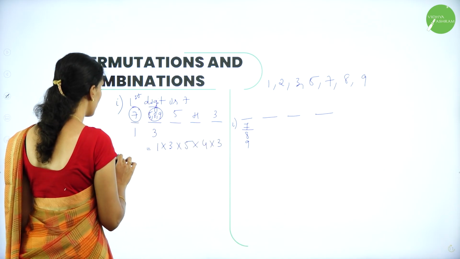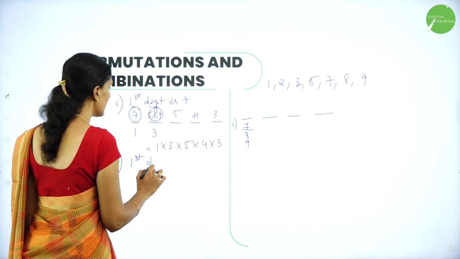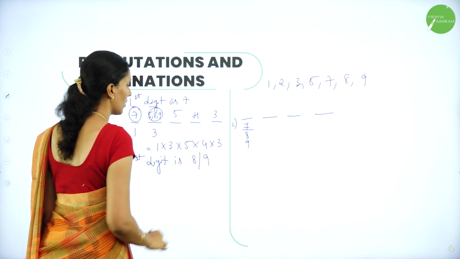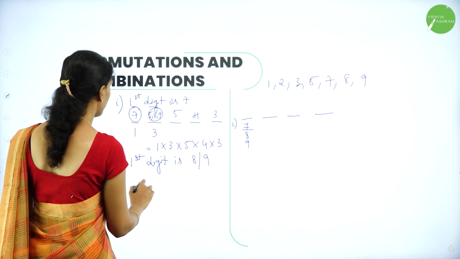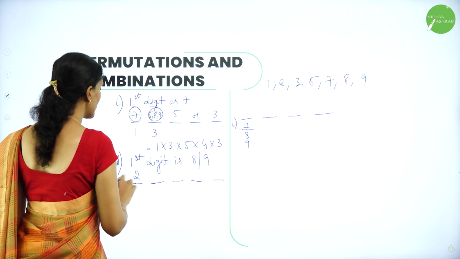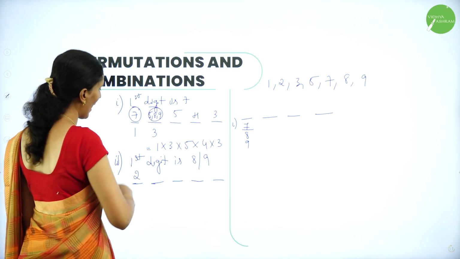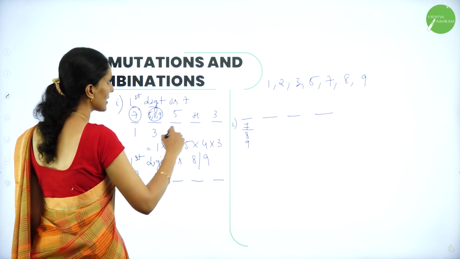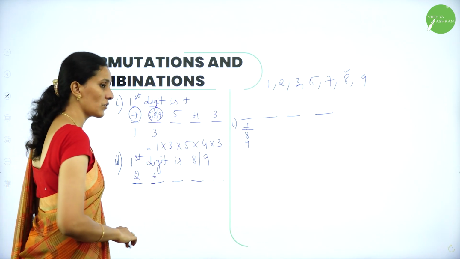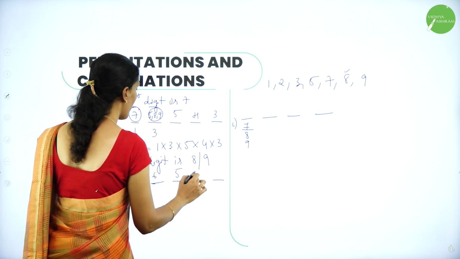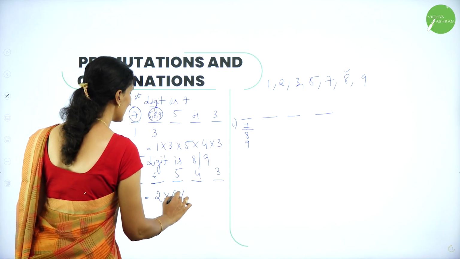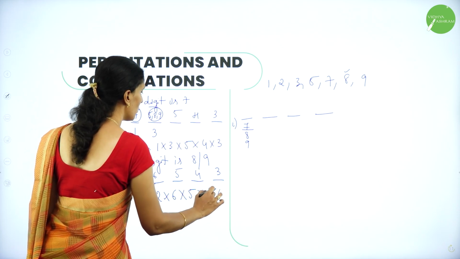My next case is the first digit is 8 or 9. If it is 8 or 9, I have 2 chances. If 8 or 9 is filled, I can have any number here. So if 8 is filled, I have 6 choices, or if 9 is filled, I have 6 choices. That is 5 into 4 into 3. So therefore here I have 2 into 6 into 5 into 4 into 3.